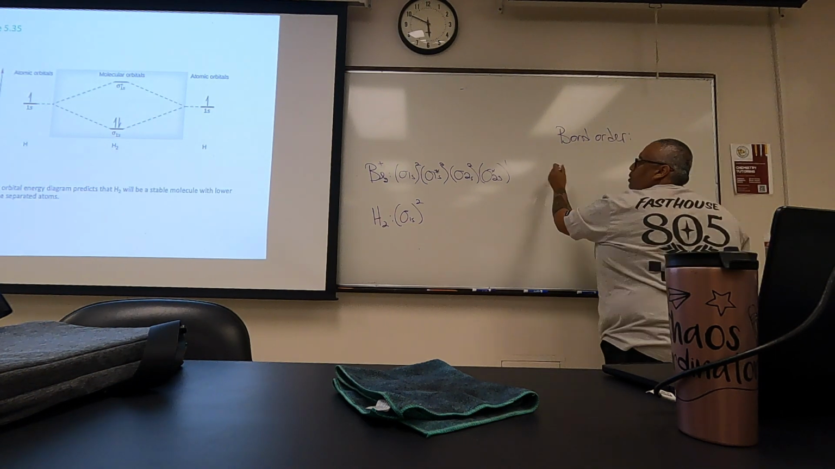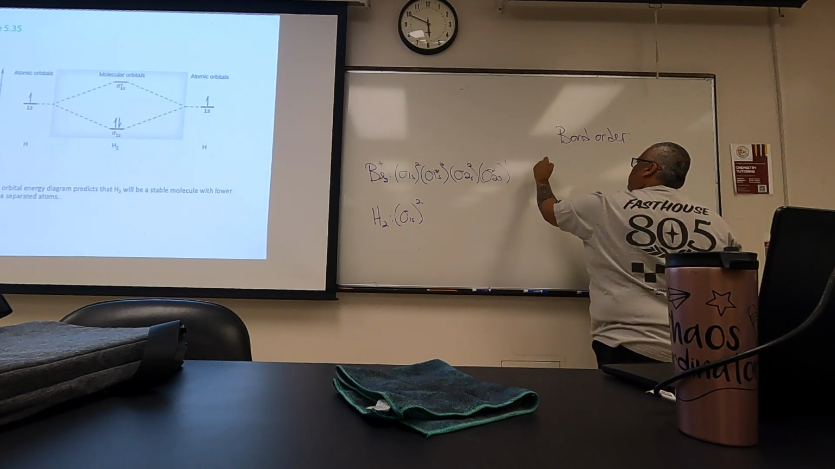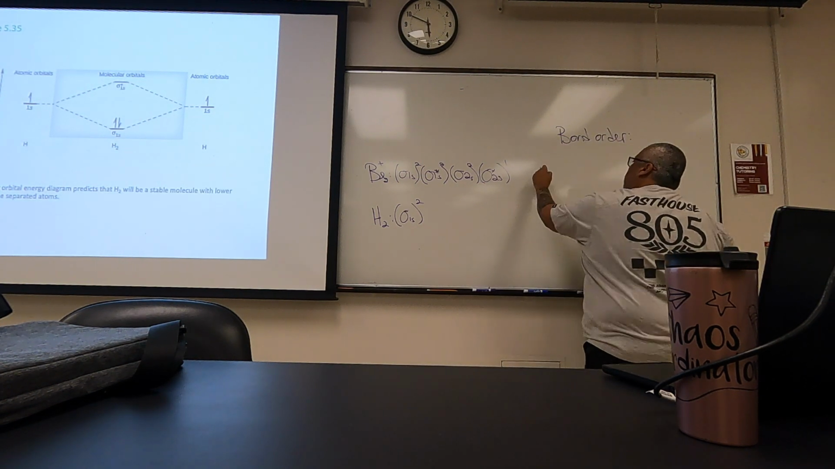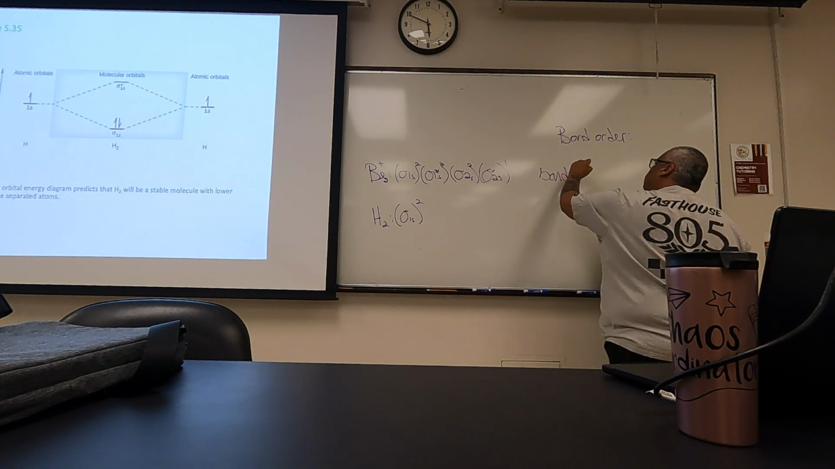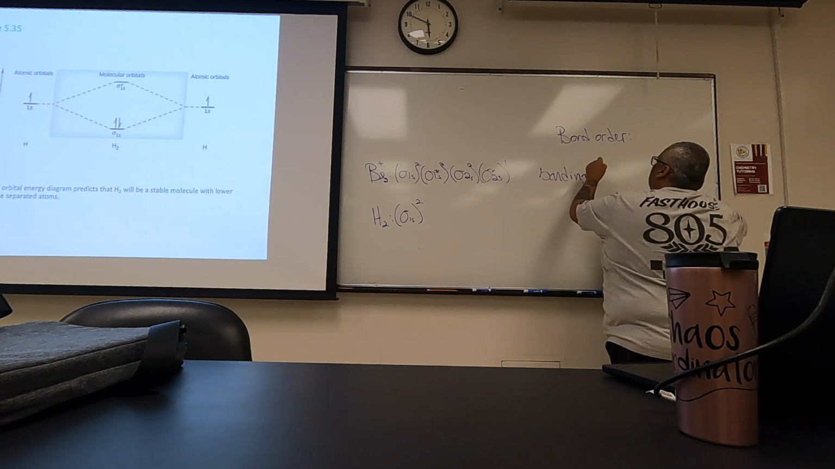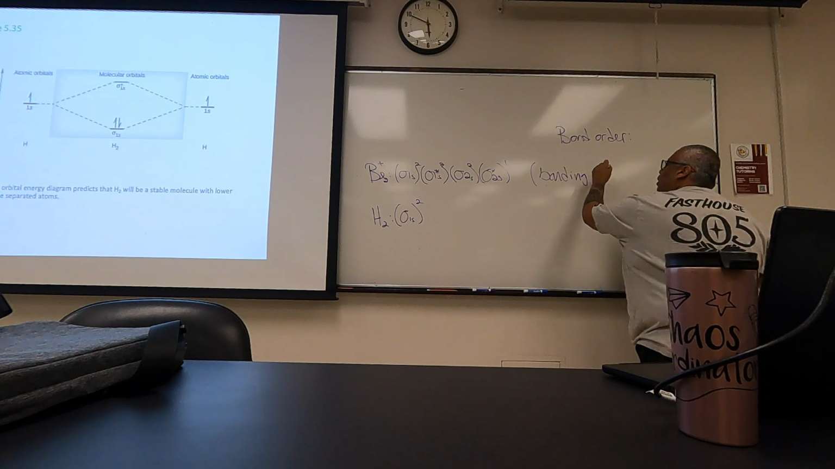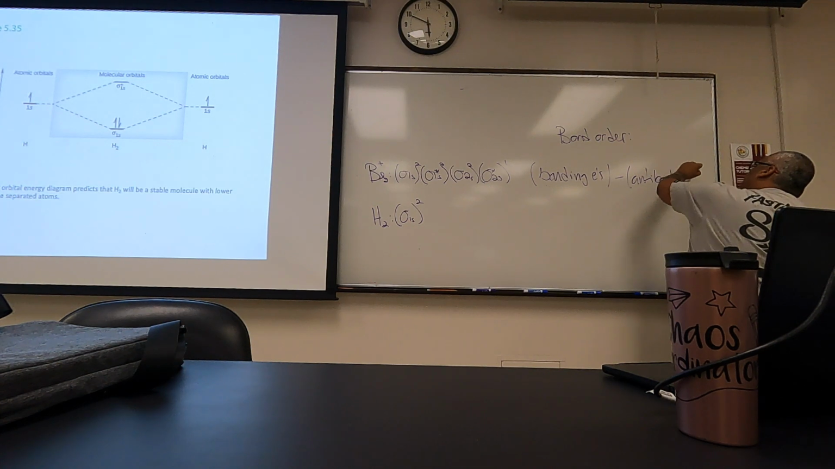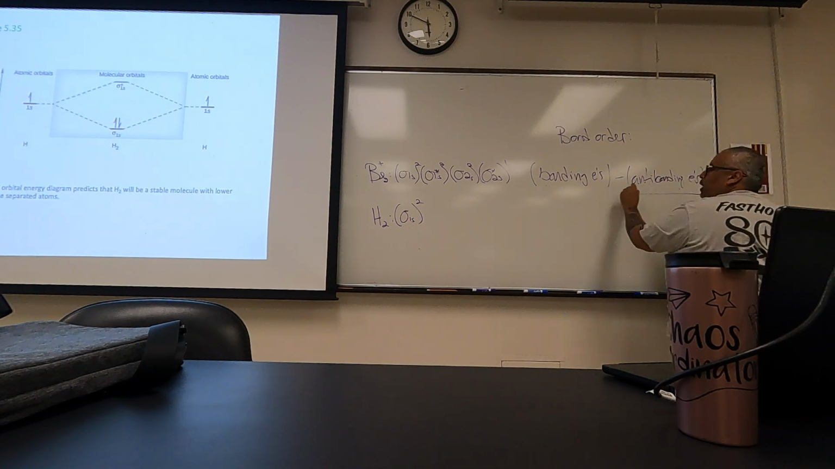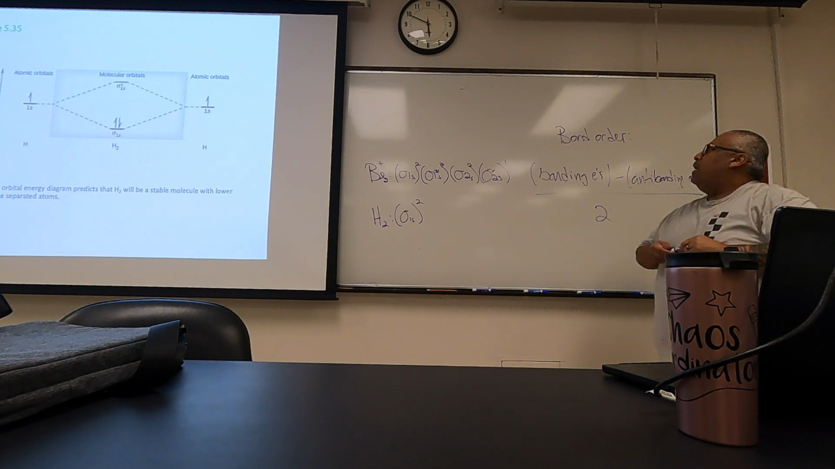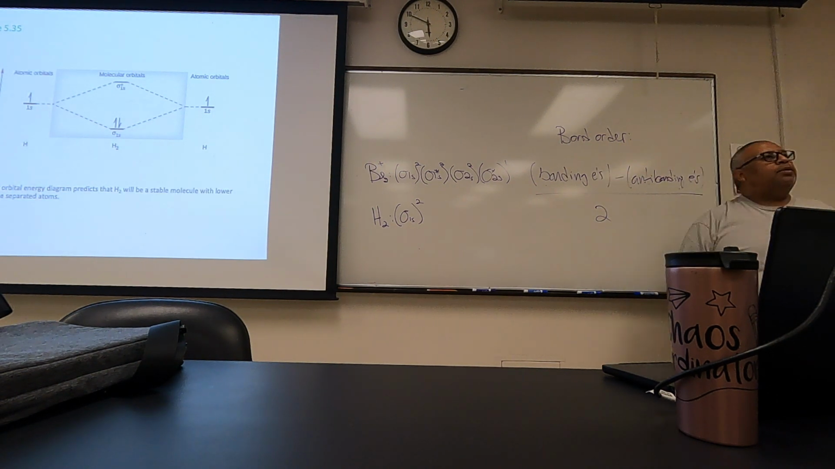Something else comes to mind with this, is something that we call bond order. For bond order, we take the bonding electrons minus the anti-bonding electrons, and we divide that number by 2. And that gives us something that we call bond order.